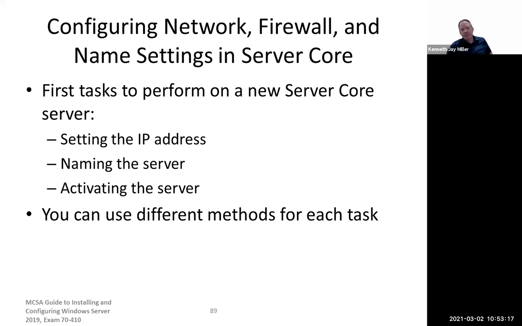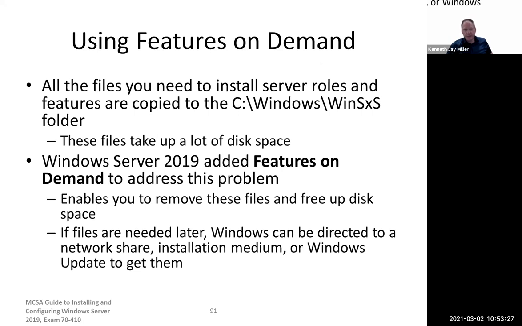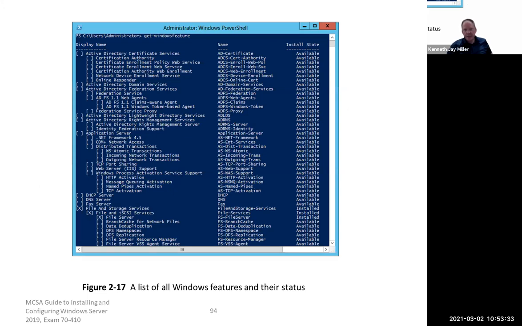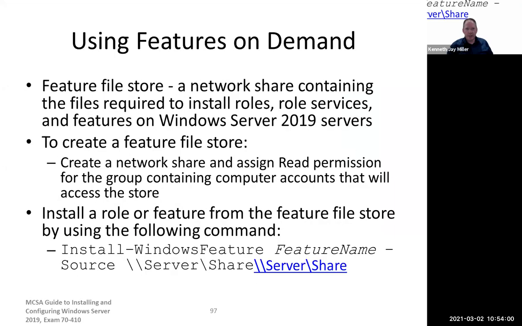Okay, first task when you set up your server is to set the IP, give it a name, and then activate it, just like on the GUI. What not to use in Server Core, I'm gonna skip some of this. Most of the Server Core stuff is done through PowerShell. So we can install features with Get-WindowsFeature. This is called a cmdlet, which is used in PowerShell. We'll do a lab later on where we'll introduce and utilize PowerShell exclusively to do some of the things we've done throughout. And here's some more PowerShell stuff. Okay, so all that's with the command line.